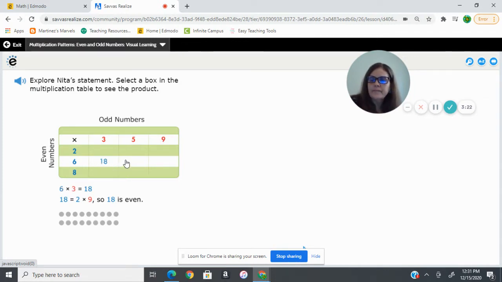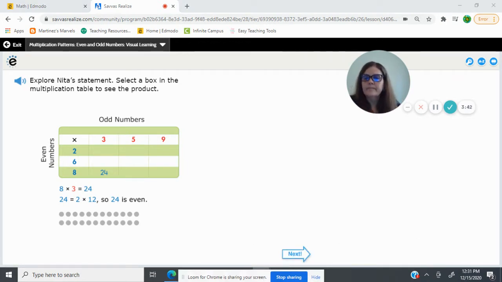6 times 3 equals 18. 18 equals 2 times 9. So 18 is even. 6 times 5 equals 30. 30 equals 2 times 15. Okay, so it looks like 8 times 3 equals 24. 24 equals 2 times 12. So 24 is even.